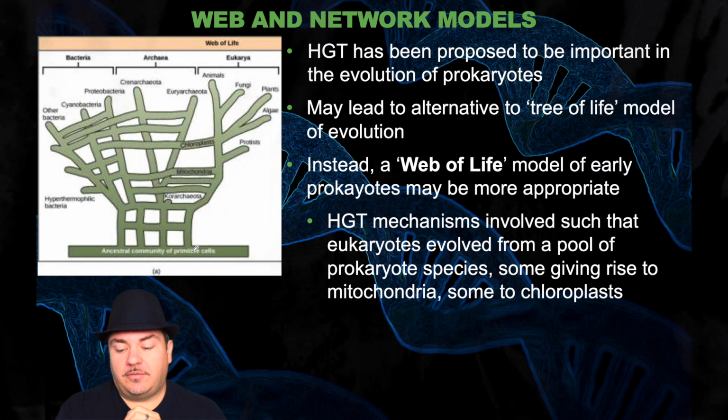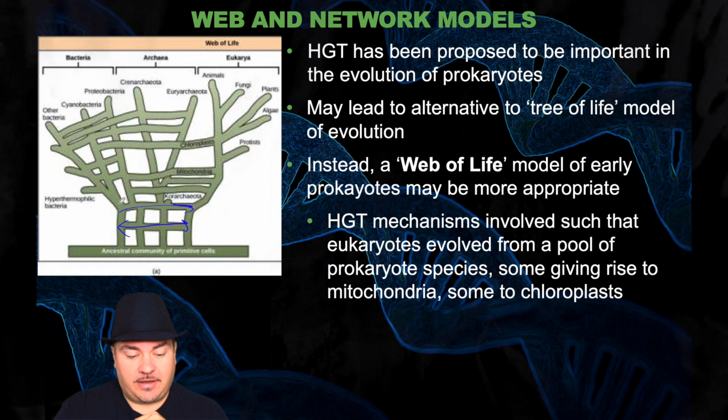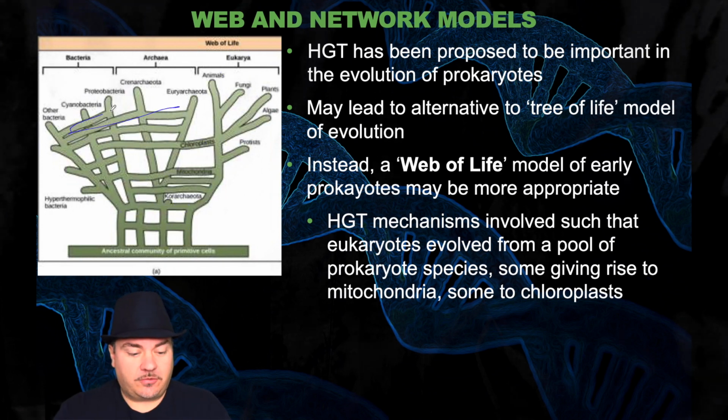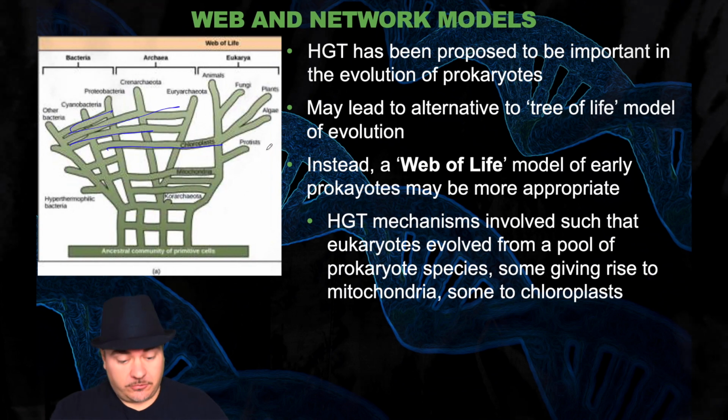Horizontal gene transfer mechanisms evolve such that eukaryotes evolve from a pool of prokaryotic species, some giving rise to mitochondria and some to chloroplasts. In other words, instead of a standard tree of life where there's one tree trunk, there's multiple trunks here, and they're transferring genes between each other. Including transferring from prokaryotes, like the cyanobacteria becoming the chloroplast now inside eukaryotes, or the proteobacteria becoming the mitochondria inside eukaryotes. So this horizontal gene transfer creates more of a web of life than a tree of life.